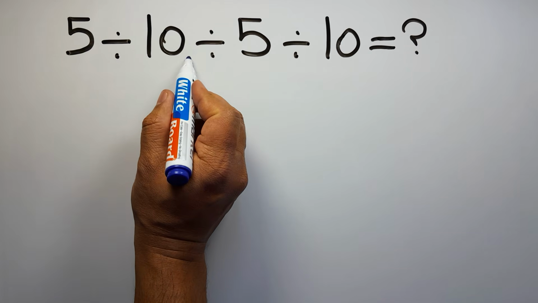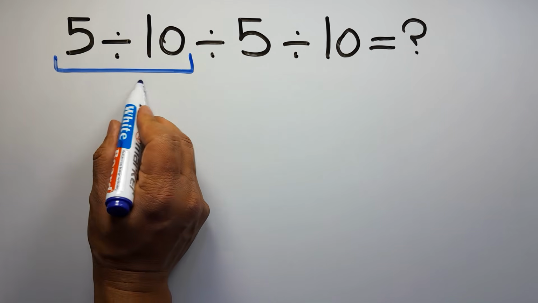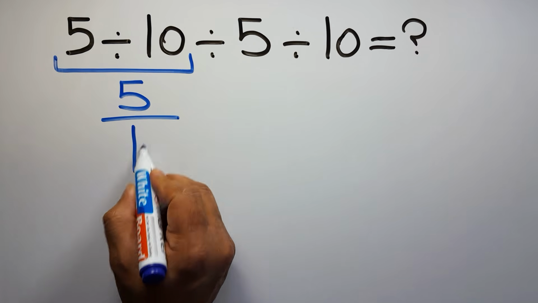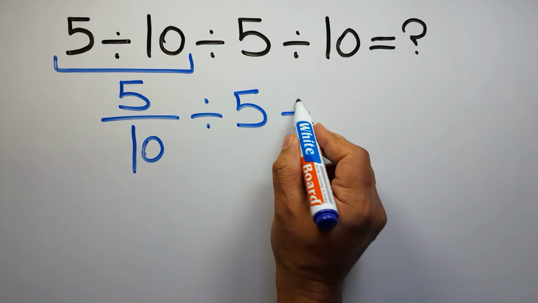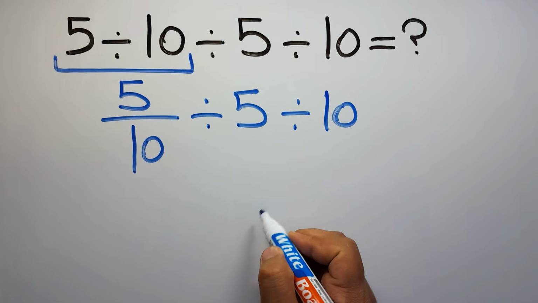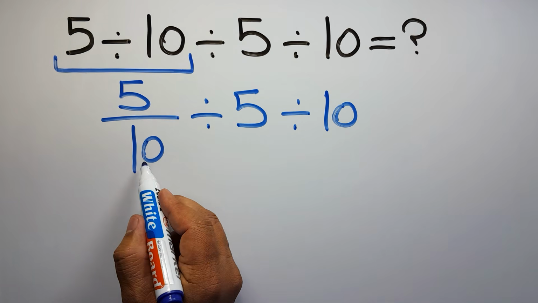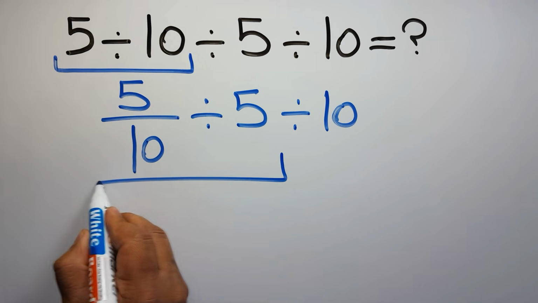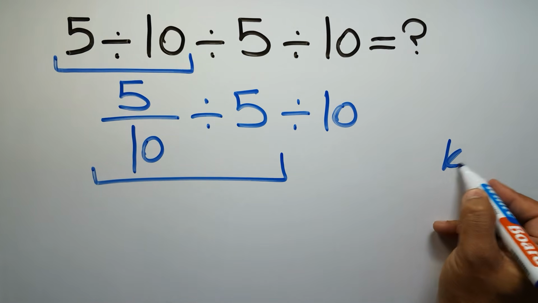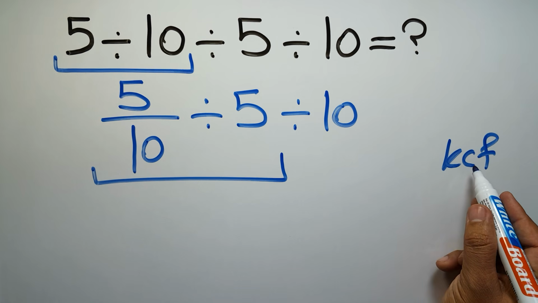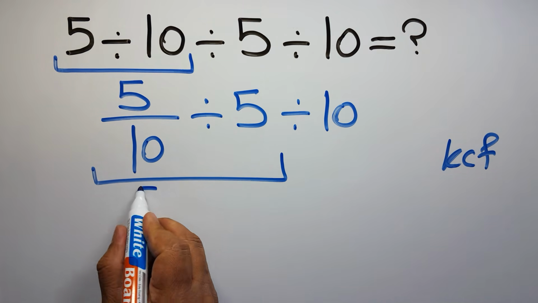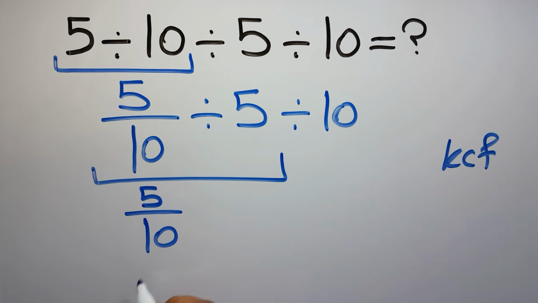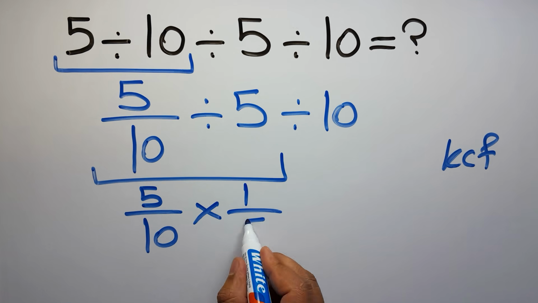5 divided by 10 can be written as 5 over 10. Then divided by 5 and divided by 10. Now we have to do this division, 5 over 10 divided by 5. According to the KCF rule, K stands for keep, C stands for change, and F stands for flip. We can write keep the first fraction, change division to multiplication, and flip the second fraction.